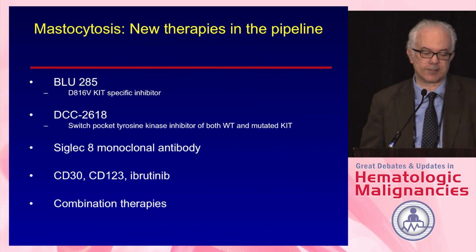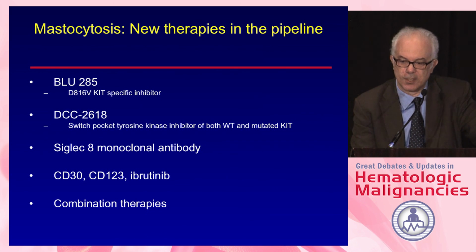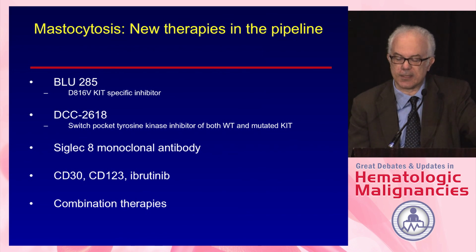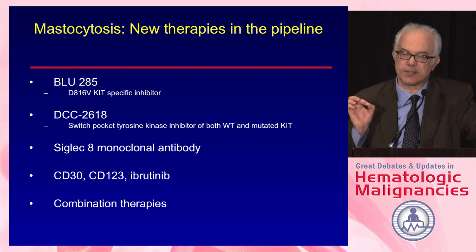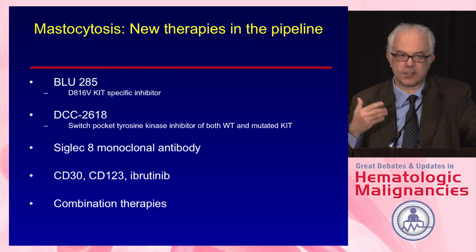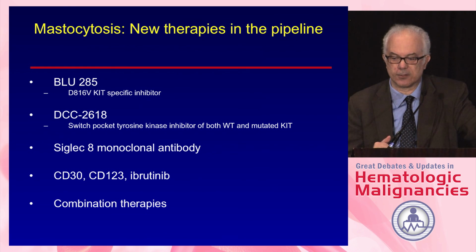And finally, my last slide. There are some investigational treatments, a couple of kinase-specific D816V inhibitors, BLU-285 and DCC-2618, in early stage clinical trials. Siglec-8 is a surface marker that sends negative signals to the mast cell surface, also expressed on eosinophils, and there's a new monoclonal antibody being tried that mediates antibody-dependent cytotoxicity.